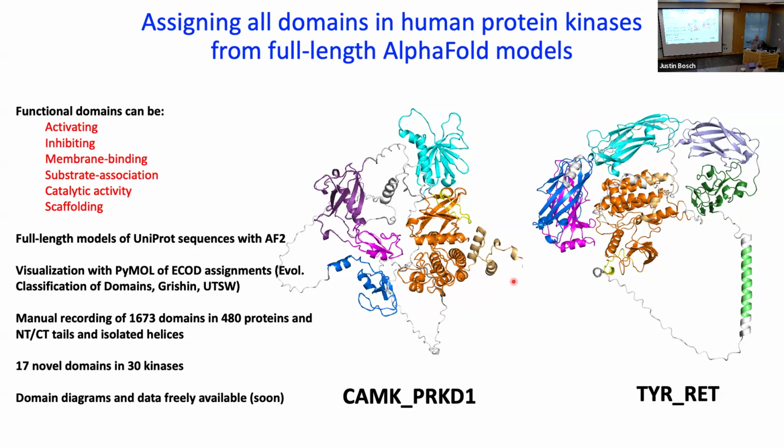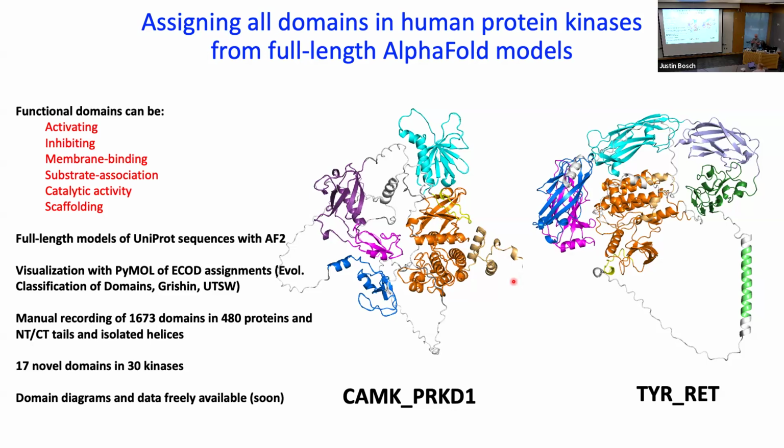So what I did was I used 25 models of all 480 proteins that humans have that have kinase domains. I ranked them, and I opened up every single one in PyMOL and looked at them over several months, all 480. And I wrote down where the domains were. I started with what's called the ECOD database, Evolutionary Classification of Domains, from the University of Texas. So I started with those assignments, but then I modified them, made them a little longer, because the AlphaFold model had an extra helix that is not present in the standard domain definition of that protein.